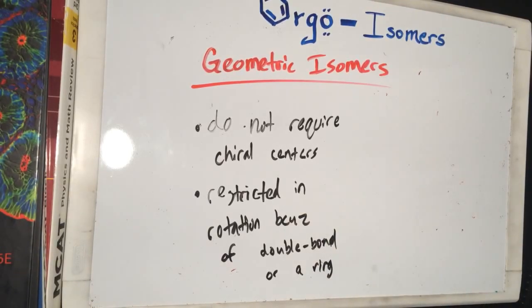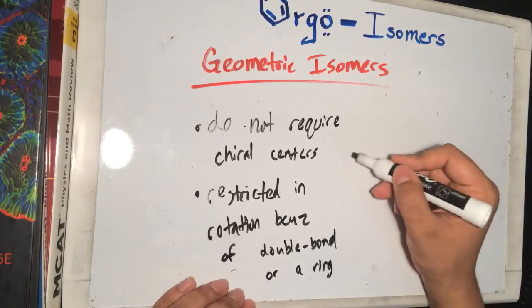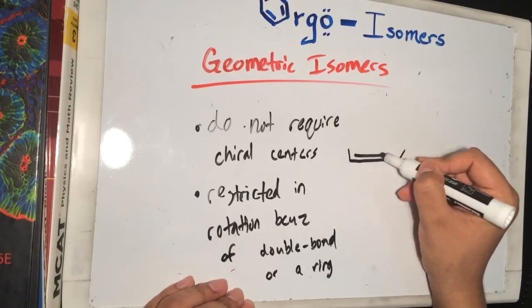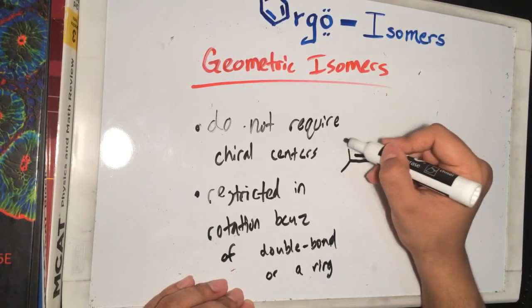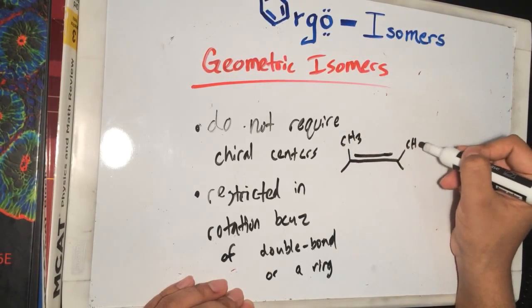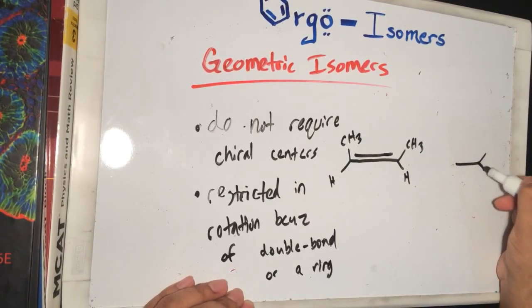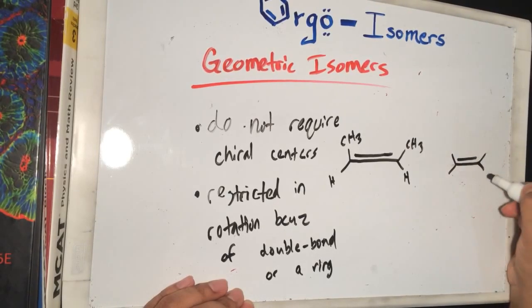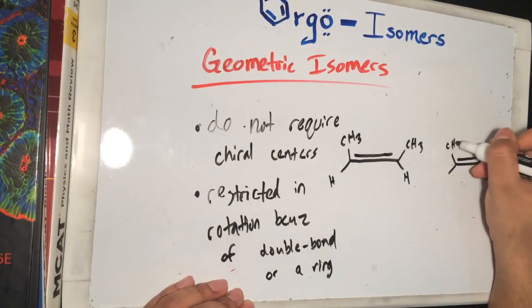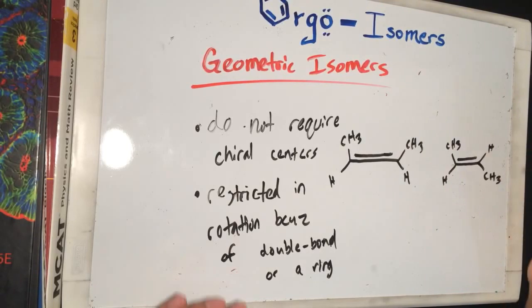So I'm going to show you exactly what that looks like. Let's say we have a molecule like this: CH3, CH3, hydrogen, hydrogen. And we have another molecule like this, same thing, CH3, hydrogen, hydrogen. So if you look at these two molecules, these are what's known as geometric isomers because their rotation is restricted because of this double bond, right?